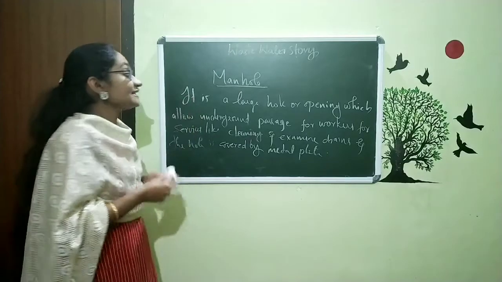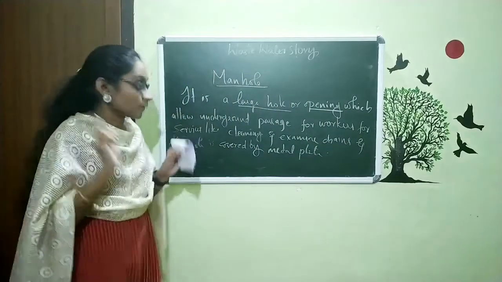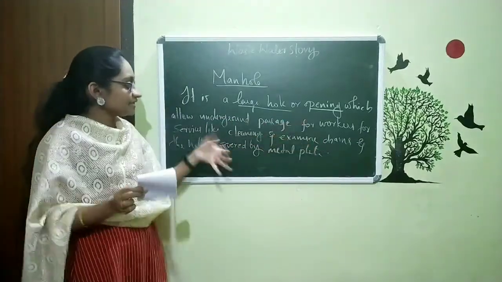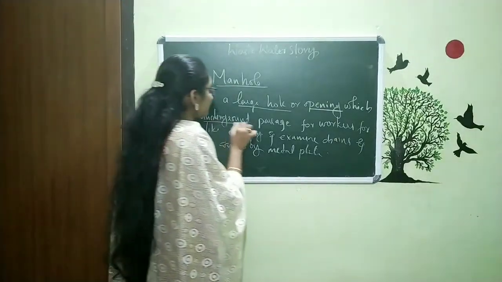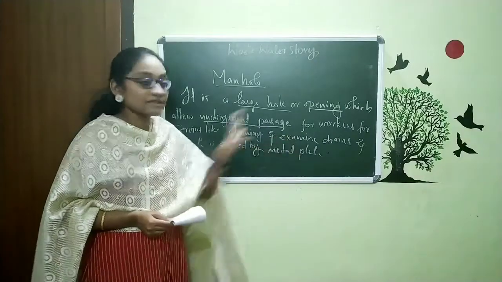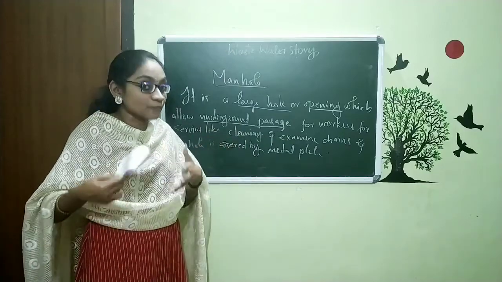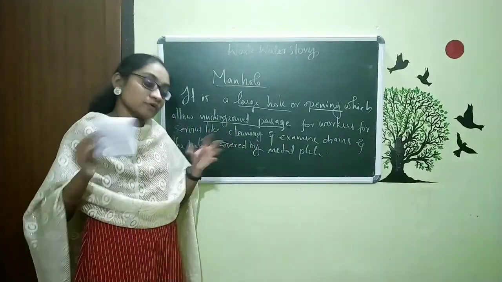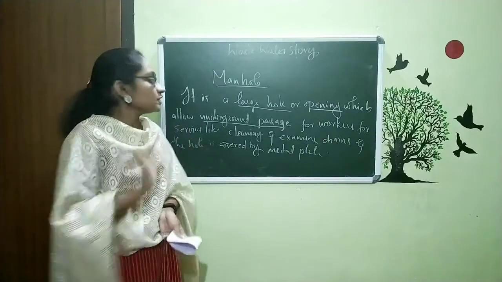It is very simple. It is a large hole or opening which allows underground passage for workers. That means it allows a person to enter that hole. For what? For services like cleaning and examining drains. We can clean the drain or examine it, check whether there are any problems with it. And the hole is covered by a metal plate. It is not open. Normally it is in a closed state, closed with a metal plate, and that is very simple to open. So this is what a manhole is.